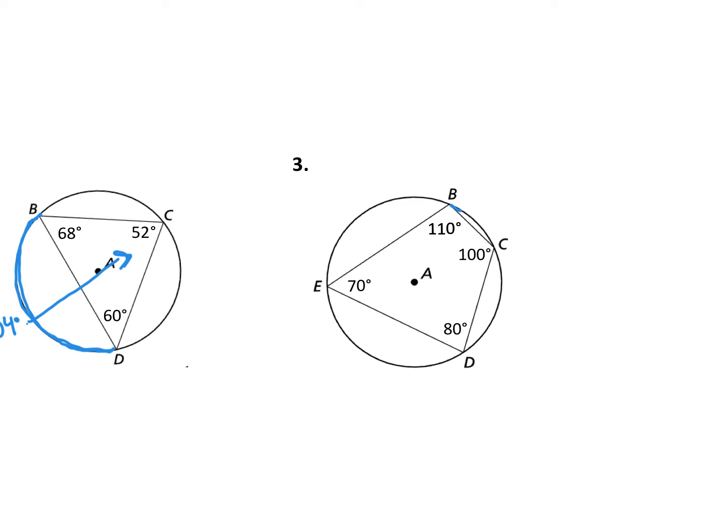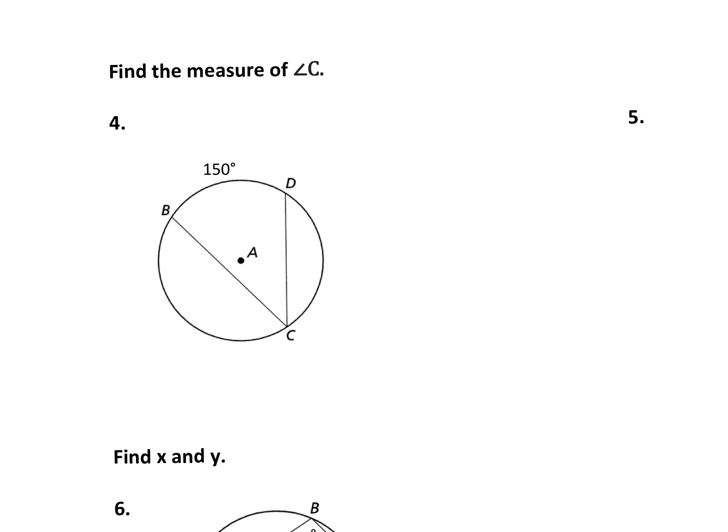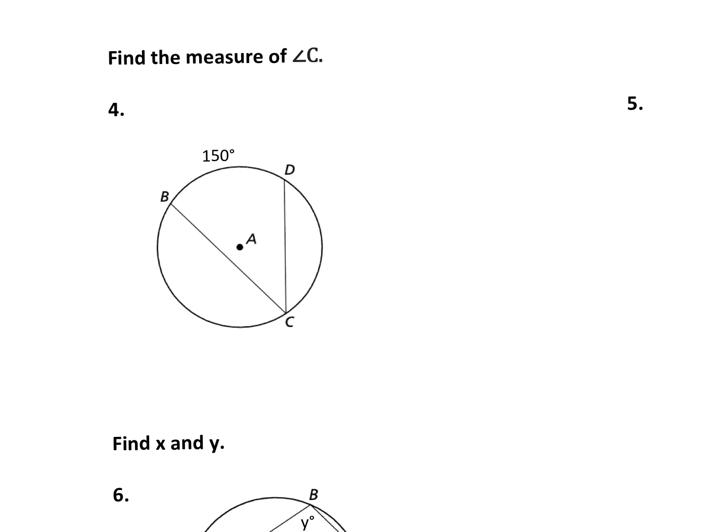BD here, we'll choose BD as this part right here. And we focus on the opposite, which is the 70 degrees. So 70 degrees is half of BD, so double 70, it's 140 degrees. Okay, now we want to find measure of angle C. Now they give us BD. BD is 150. We want to half it to find the inscribed angle. So half of 150 is 75 degrees.